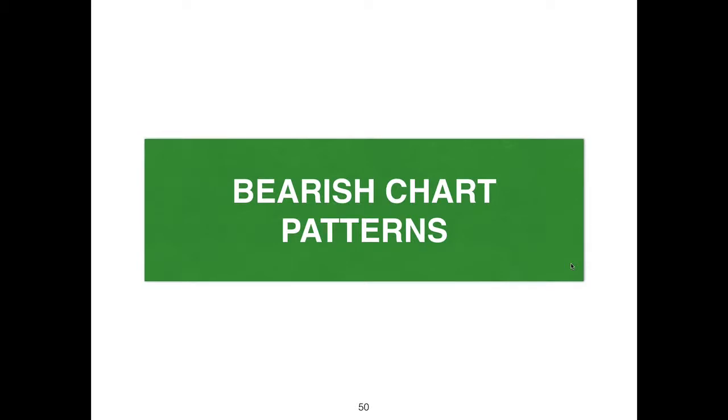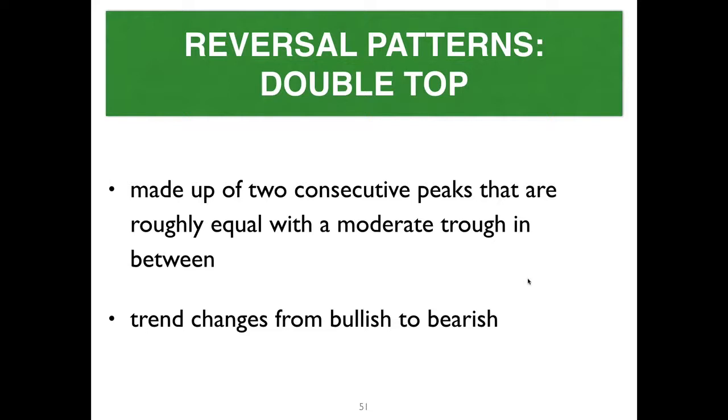Let's talk about bearish chart patterns. A double top is a bearish reversal pattern. It's made up of 2 consecutive peaks that are roughly equal with a moderate trough in between. The trend changes from bullish to bearish.